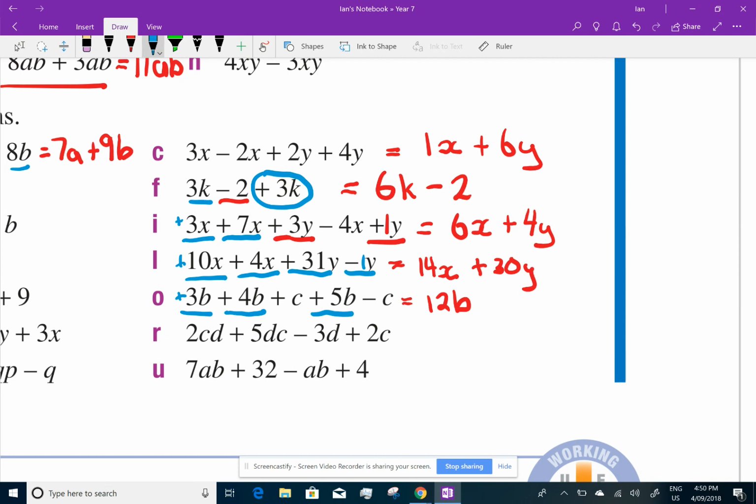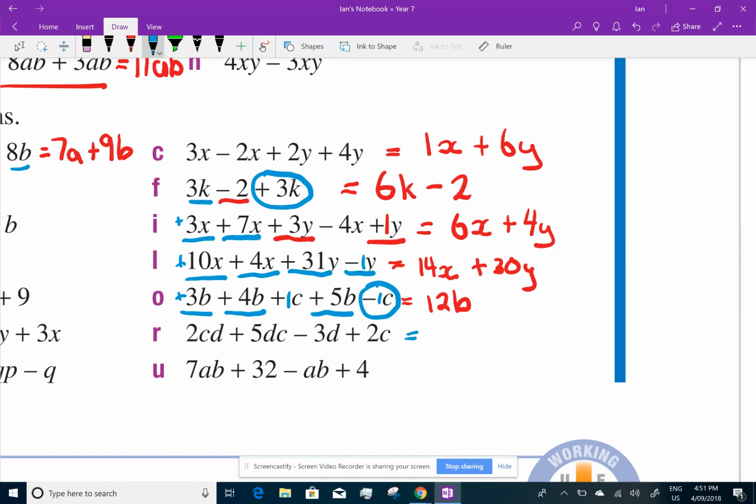And what have I got here? I've got plus 1c. Be careful. I've got minus 1c. Well, if I've got 1 and I'm minus 1, then I'm left with 0. So I don't need to write anything more. The c's have gone. I had 1 and I took it away.